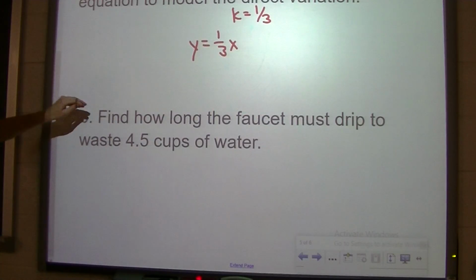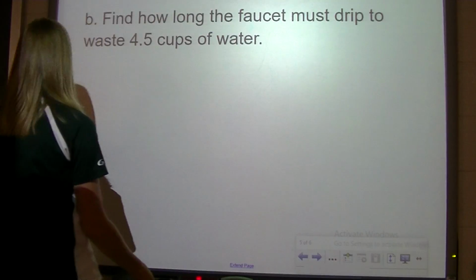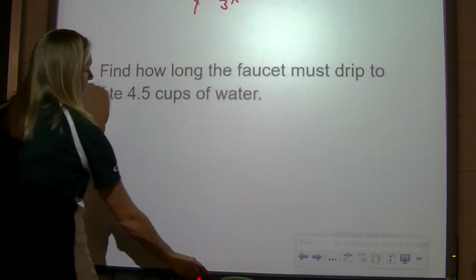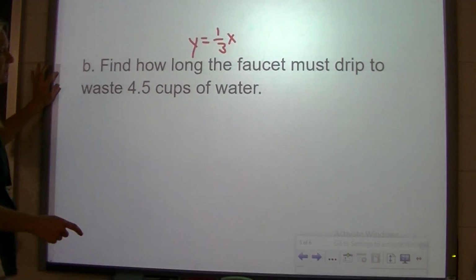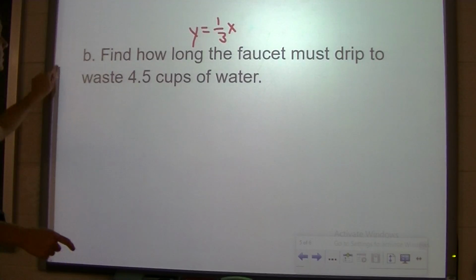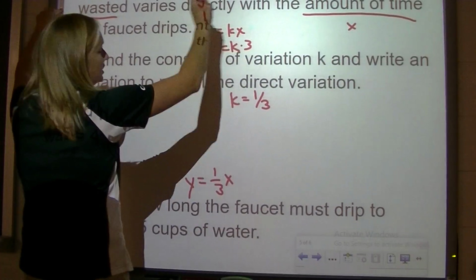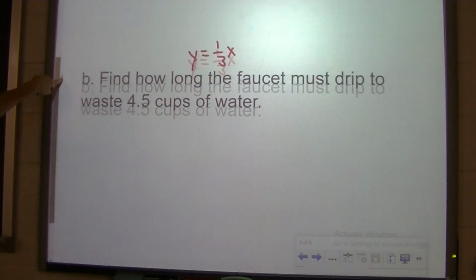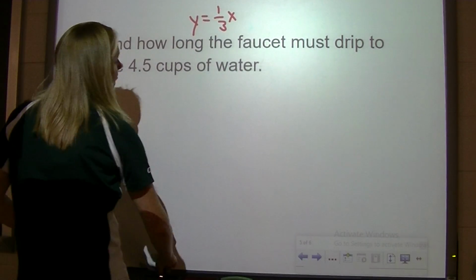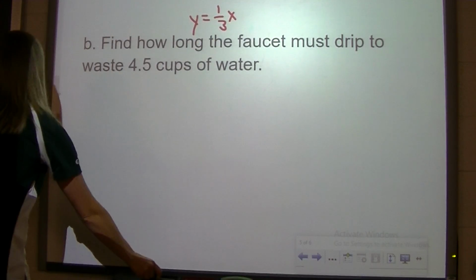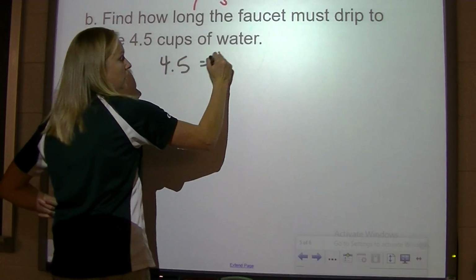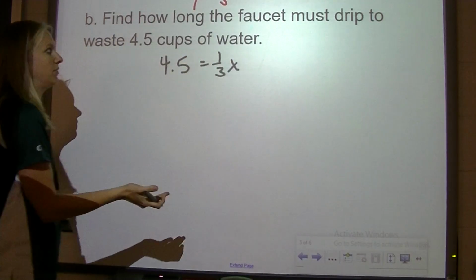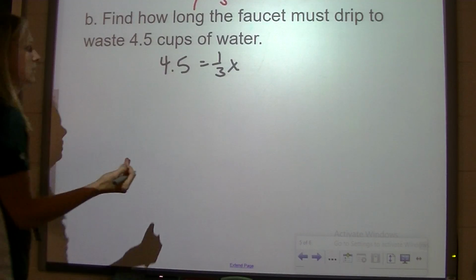So up here, this then says find how long the faucet must drip to waste 4.5 cups of water. Okay, well, we already said Y is the amount wasted, right? Water wasted is Y, amount of time is X. So, we're wasting 4.5 cups, so we'll have 4.5 equals 1/3 X, and we just need to solve for X to see how much time that is.